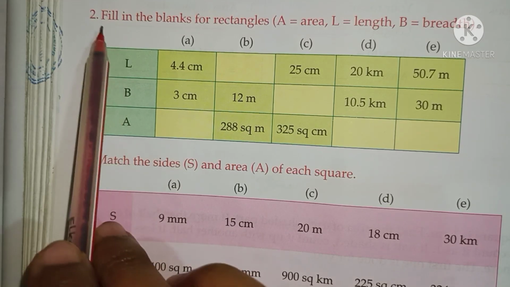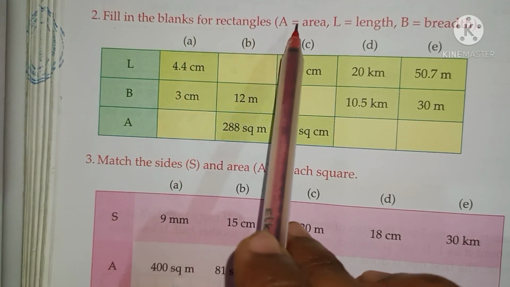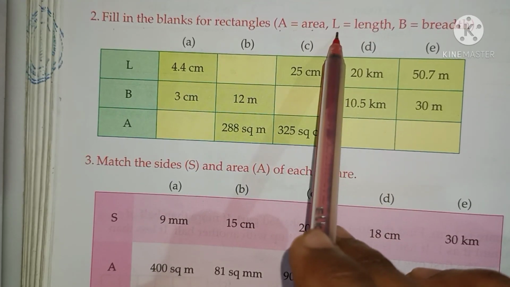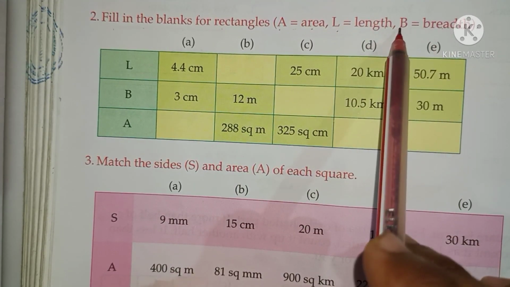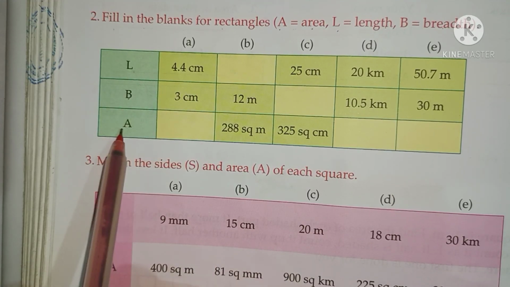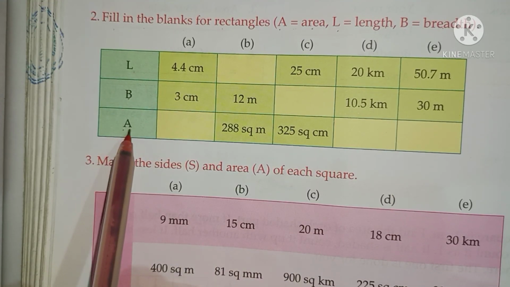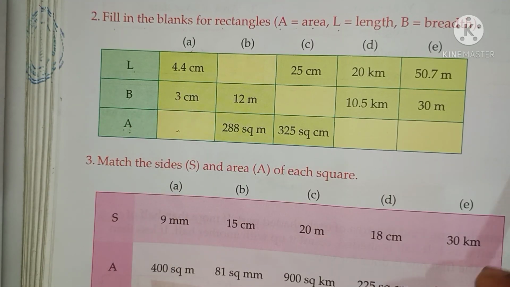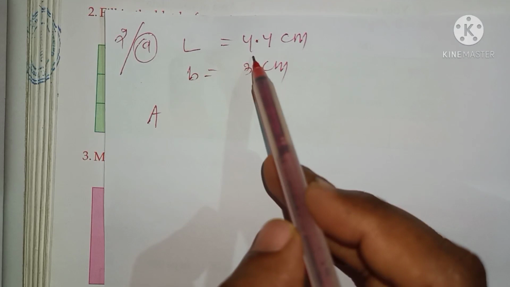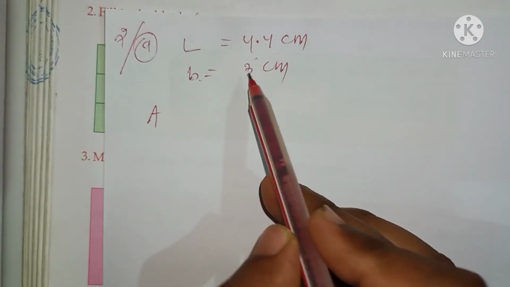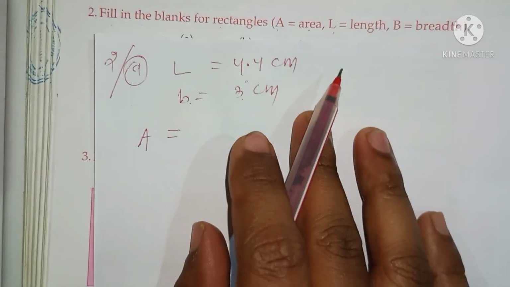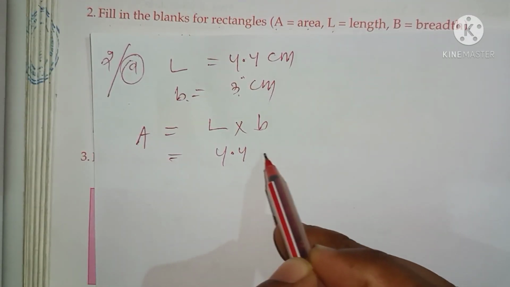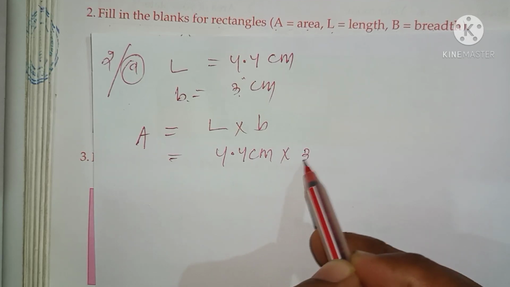Now see question number 2, fill in the blank for the rectangle. Area is written as A, length is written as L, and breadth is written as B. So length and breadth are given, and the question is asking for area. In the first one, A, we have to find the area. See how I am doing this one. The length is given 4.4, breadth given 3 centimeter. As it is a rectangular figure, the formula is length into breadth. So length equal to 4.4 centimeter into breadth equal to 3 centimeter.